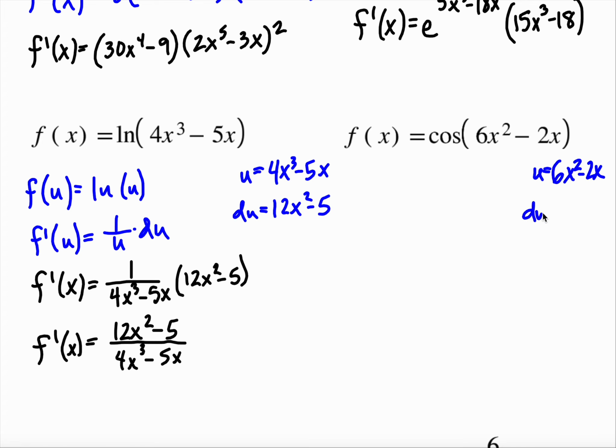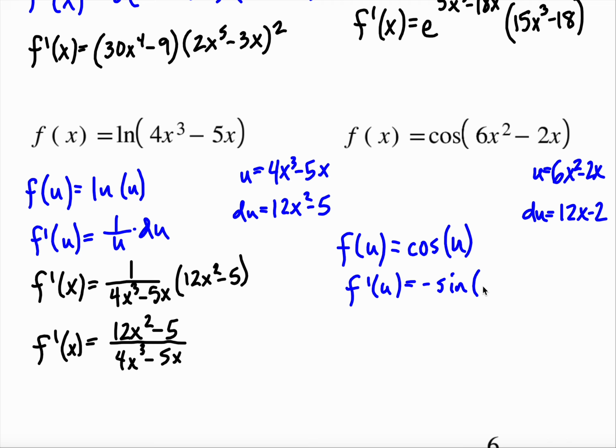And so that makes du 12x minus 2. And in order to think of this one in terms of u, it's just going to be cosine of u. And so then f prime in terms of u is going to be negative sine of u, and then we're going to have that du at the end, which is outside of this, separate from the sine part of the function.